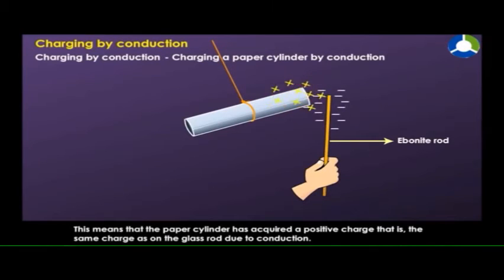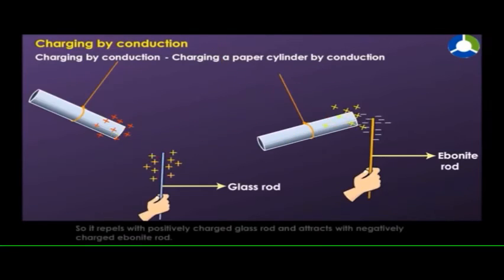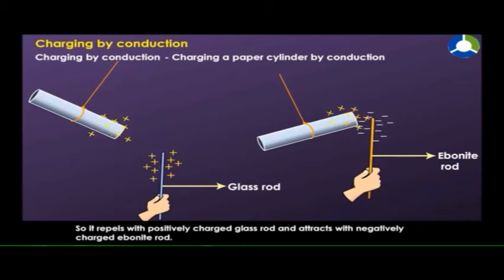This means that the paper cylinder has acquired a positive charge, that is, the same charge as on the glass rod due to conduction. So it repels with the positively charged glass rod and attracts with the negatively charged ebonite rod.